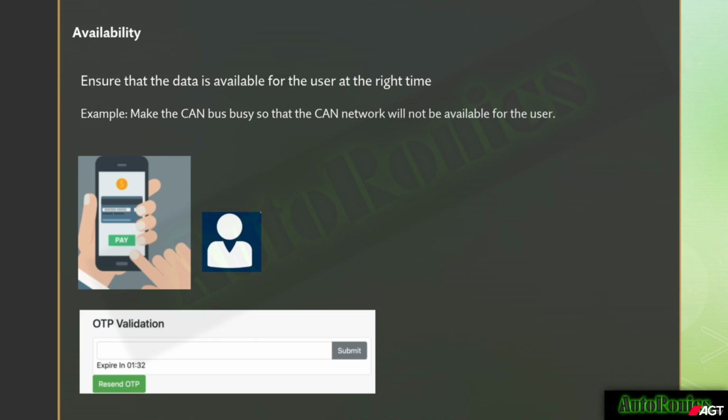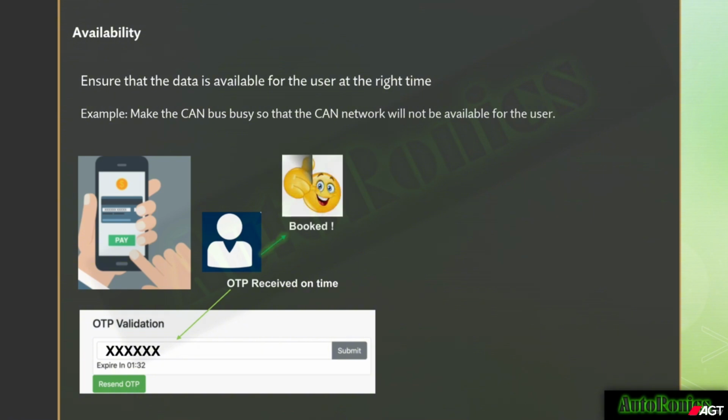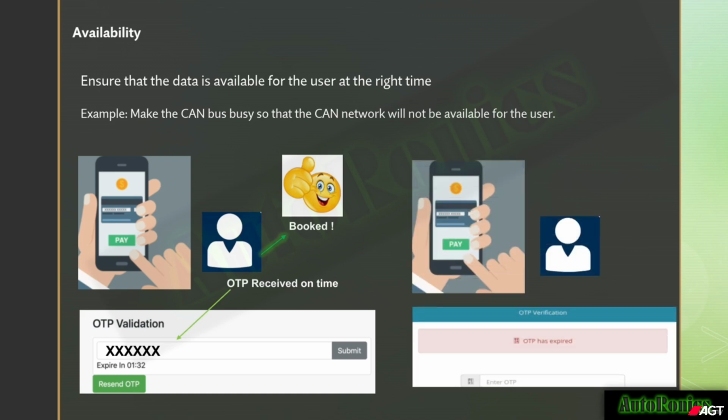So here the data is nothing but the OTP, which is available at the right time before the session time expires. So this is a positive scenario where I enter the OTP received on time and I am able to book the movie ticket. So let's take a negative scenario where I didn't receive the OTP before the expiry time expires.